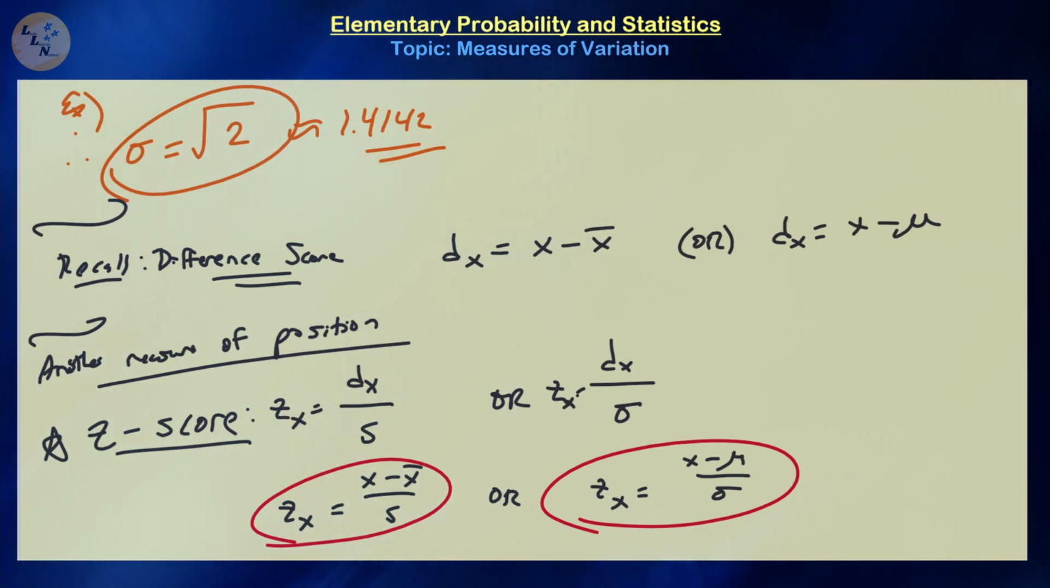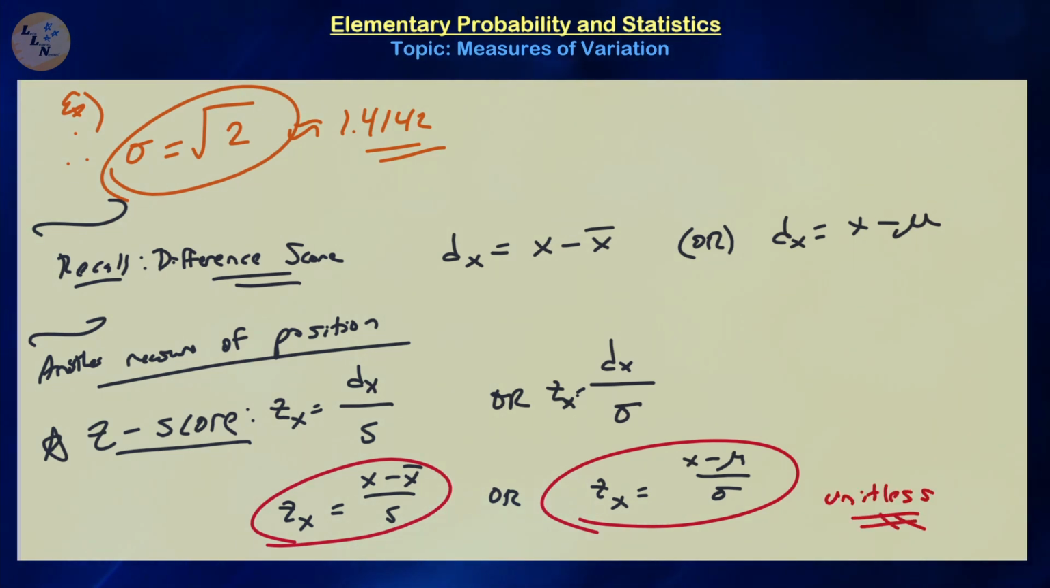And remember, if x and x bar are measured in centimeters and the standard deviation is also measured in centimeters, this is a unitless measure of position. So it has no units associated to that.